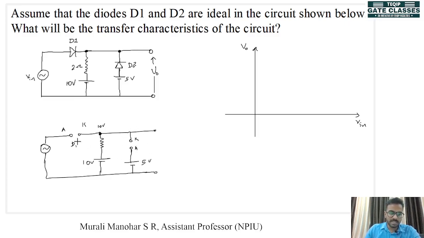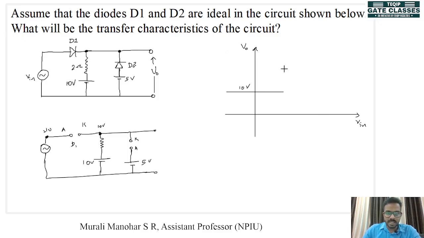So initially when these two diodes are open circuited, our output voltage will be 10 volt because it is clamped to this voltage source. So this goes when Vin is negative also, because until the voltage at this point is greater than 10 volt, D1 cannot be turned on. So until then this condition prevails. So we have initially 10 volt at the output, whatever the input is.